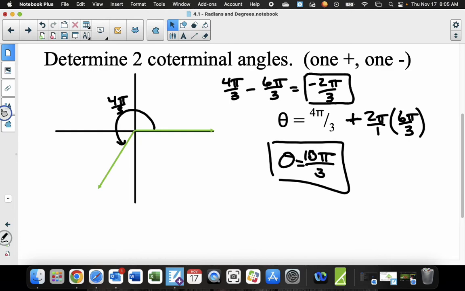Okay. That is what this is right here. Positive 4 pi over 3 is the same thing as negative 2 pi over 3. That's what we just found. We found the negative version of the same angle. Does that make sense to you? Those are what's called coterminal angles. You're just trying to find angles that end up in the exact same spot. Add 2 pi, or 360 if you're in degrees. Subtract 2 pi, or 360 if you're in degrees.